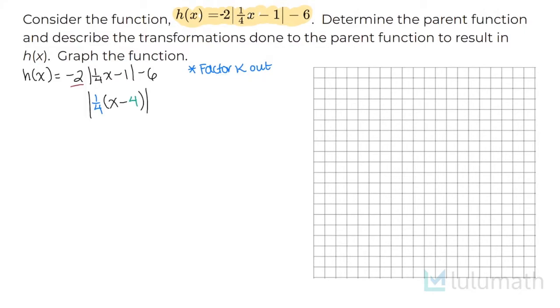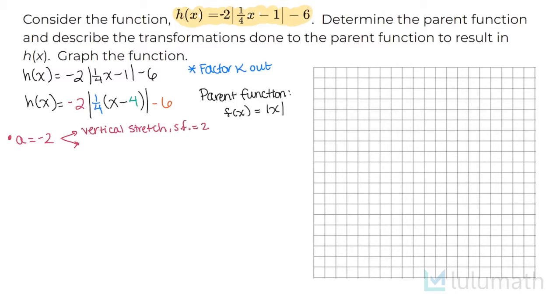Now this -2 here represents the a value, so I'm going to put -2 in red, and this -6 represents the c value, so I'm going to put -6 in orange, and then I'll just copy down h of x. And now we're going to use these values to determine what transformations have been done to the parent function, which is the absolute value of x. So we know that our a value is -2, and this tells us two pieces of information. The first thing it tells us is that we have a vertical stretch with a scale factor of 2, but because it is negative, it also tells us that we have a vertical reflection.